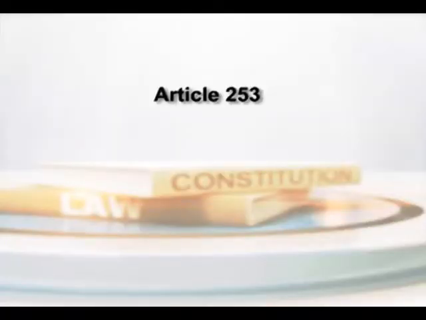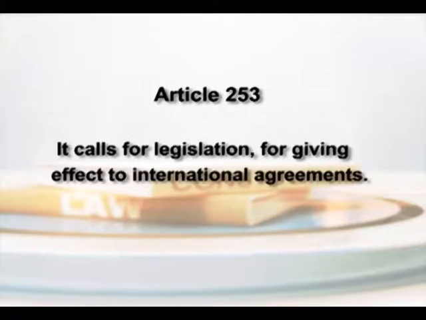Article 253 calls for legislation for giving effect to international agreements. There are certain other provisions, especially the question of giving assent to bills. State legislature is empowered to enact laws in the items of the state list. Now, how are these laws enacted? There are 2 types of bills, ordinary bills and the money bills.